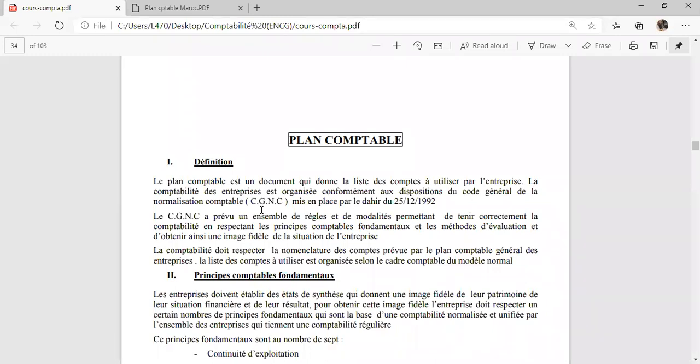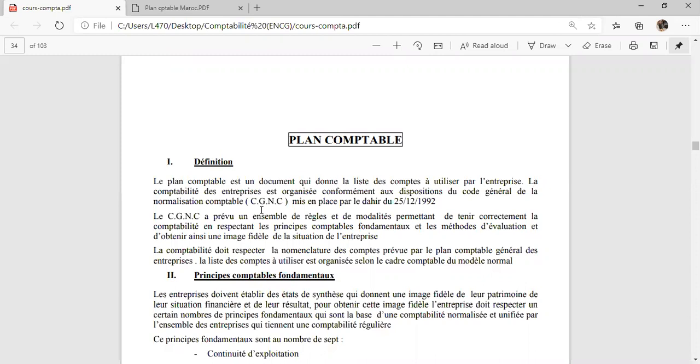I've spoken of the plan comptable and the CGNC. The CGNC is the Code Générale de la Nominalisation Comptable. So the plan comptable is simply a list of accounts or transactions, accounting transactions. Then the CGNC is a list of the rules, regulations, and methods which are used by enterprises. So these are two different documents. Please do not get them mixed up. So there's a CGNC and the plan comptable.